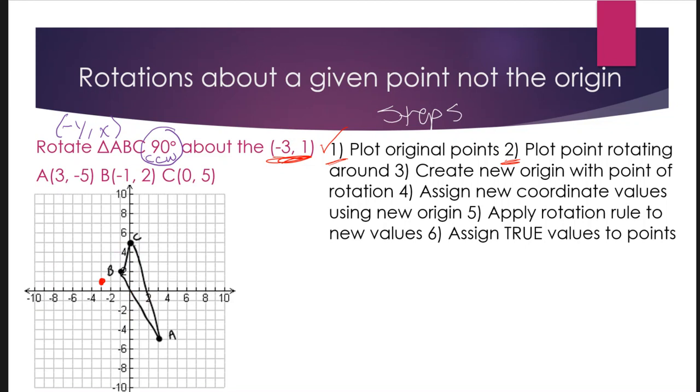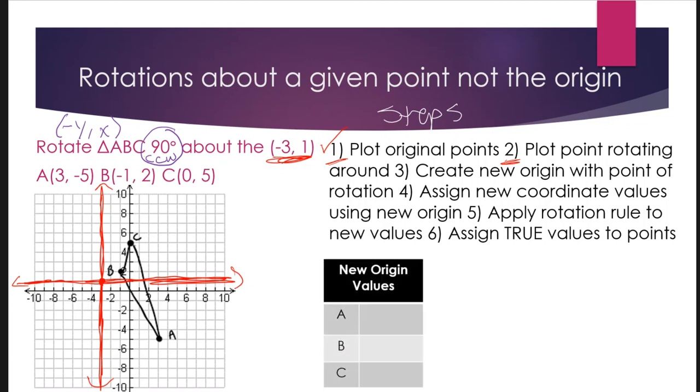So what I'm going to do next is create a new origin with the point of rotation. What that means for step 3 is that I'm going to just draw a new origin here, kind of like a new axis, basically. I should probably say that word instead of origin. You're basically going to make a new coordinate plane using this point as the origin. Hope that makes sense, because that's the thing we're going to rotate around, that point. So step 4 says to assign new coordinate values using the new origin.